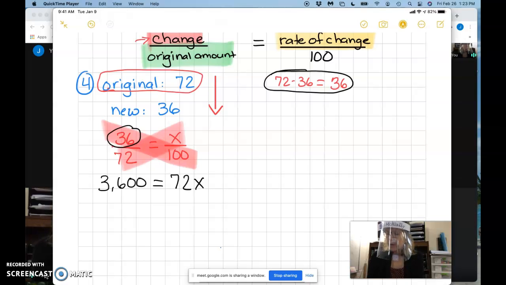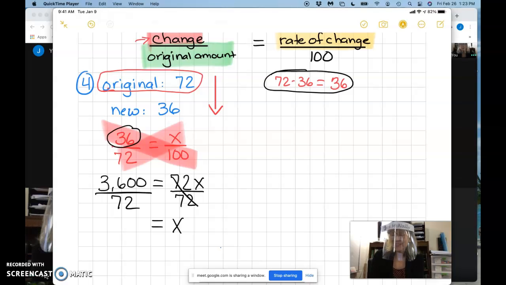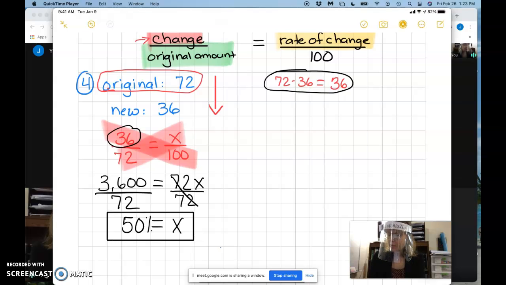So what do I divide by? Good. 72. Was that Tommaso? Good job, Tommaso. All right, what's 3,600? 3,600 divided by 72 is 50. So my percent of change is 50%, and we said in the beginning it's a decrease. Great job. So that will be my answer for number 4.